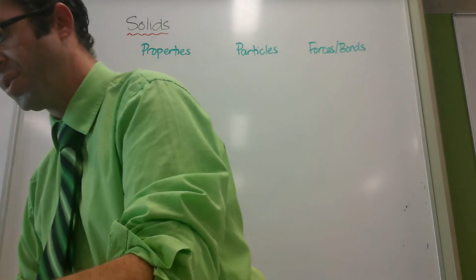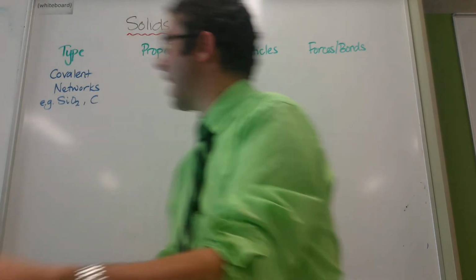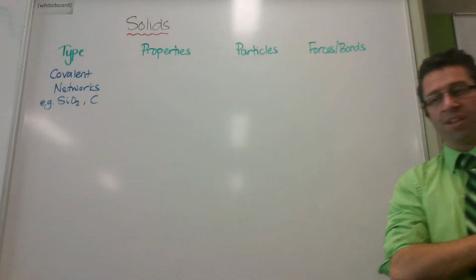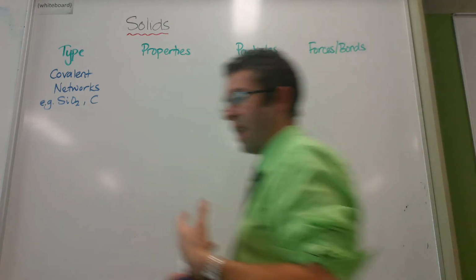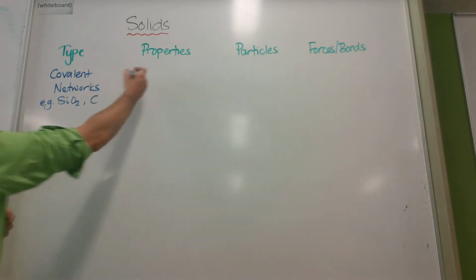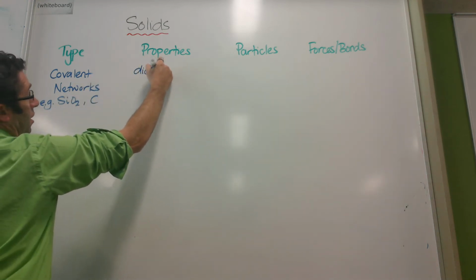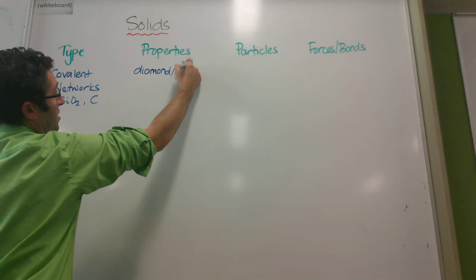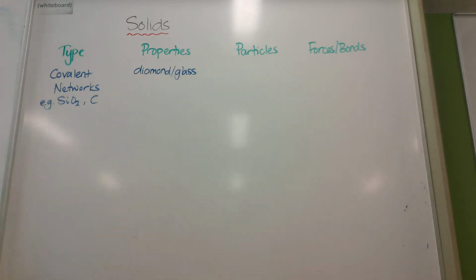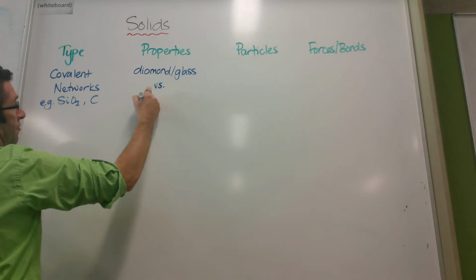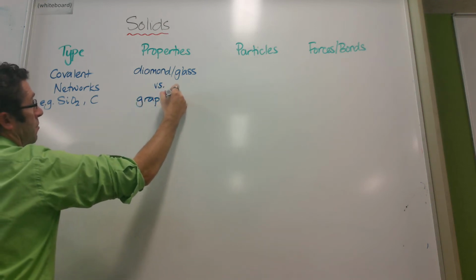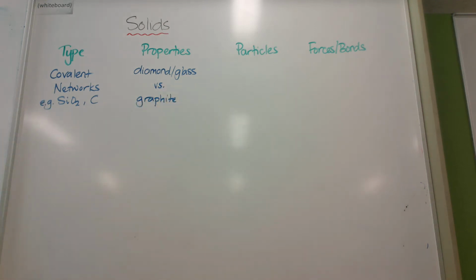So it's really hard to generalise their properties, but in a nutshell, you need to have a look at diamond and glass. I will say glass rather than silica. Diamond and glass in one group of properties, and explaining those versus graphite. You should be able to explain those.